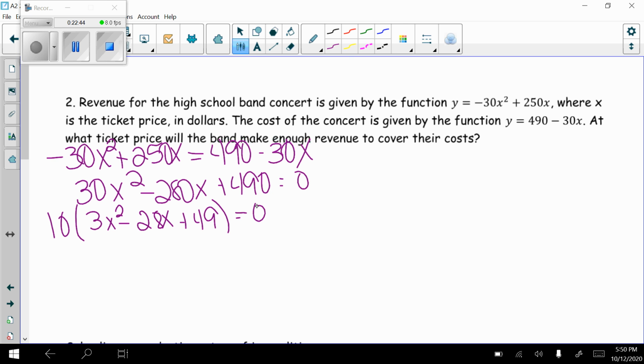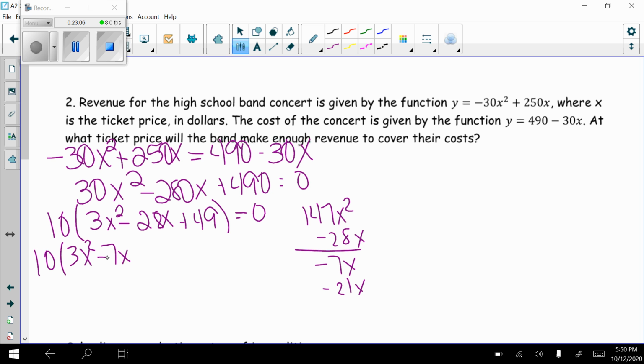So multiply 3x squared times 49, and I get 147x squared. And I'm trying to add to get a negative 28x. So what can I multiply together to get 147x squared, but add to get negative 28x? That's going to be a negative 7x and a negative 21x. So I'm going to rewrite this equation: 10 times 3x squared minus 7x minus 21x plus 49 equals 0.